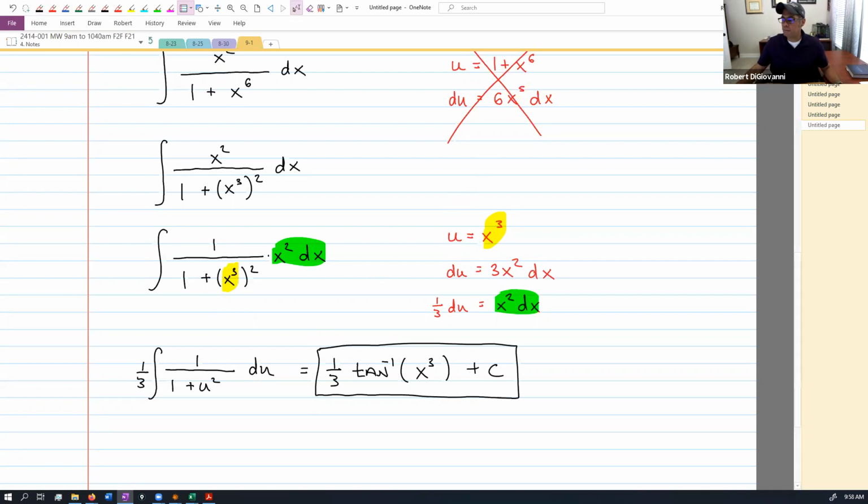Okay, let's do one more. And this is another kind of classic problem that you should see. Y'all ready? We can go to the next page. All right, so here it is.